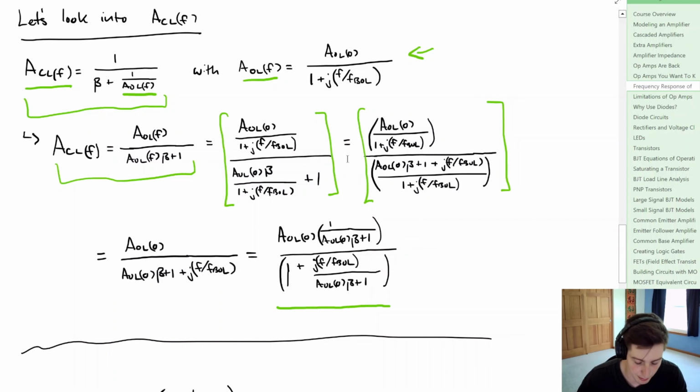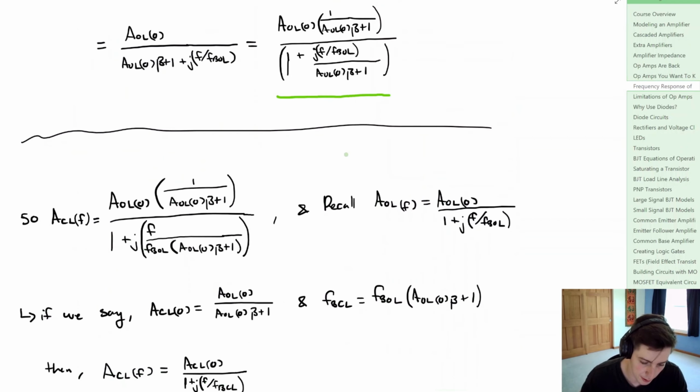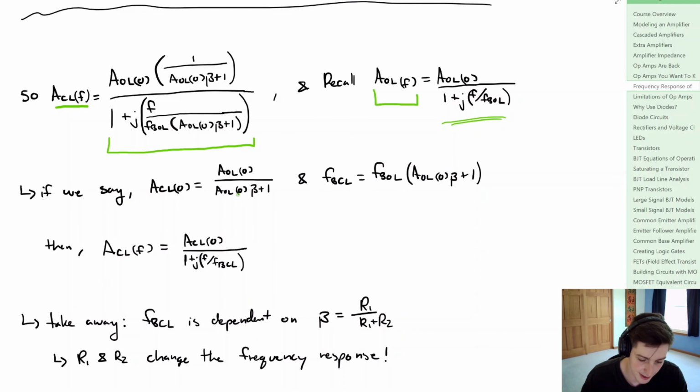Helps the YouTube algorithm. But nevertheless, we can say that the closed loop gain as a function of frequency is equal to this messy term here. And we can recall what our open loop gain is as a function of frequency that we previously defined. So now we're going to introduce this DC closed loop gain term, and we just set the open loop gain to that DC case.